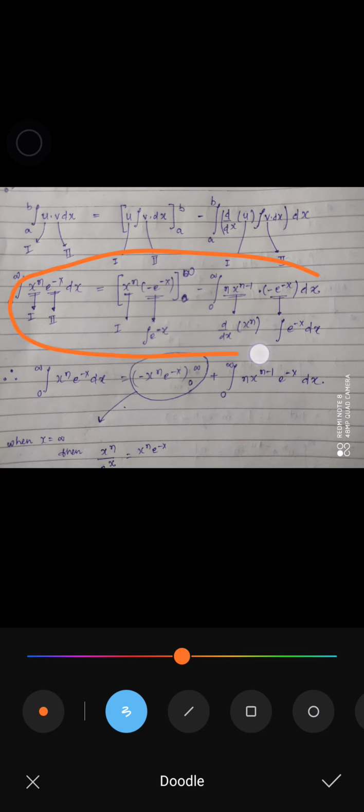Continuing to our next page, we are up to this equation over here. We have already discussed this equation up to here, and we now have to prove that this first term, minus x raised to the power n times e raised to the power minus x, is going to be 0, as I have written. This is going to be 0, and this will be further elaborated, so wait and watch.